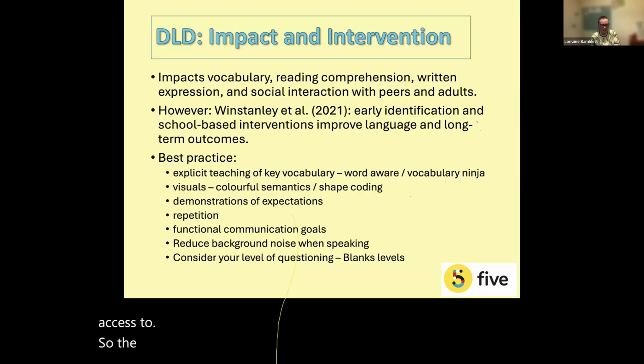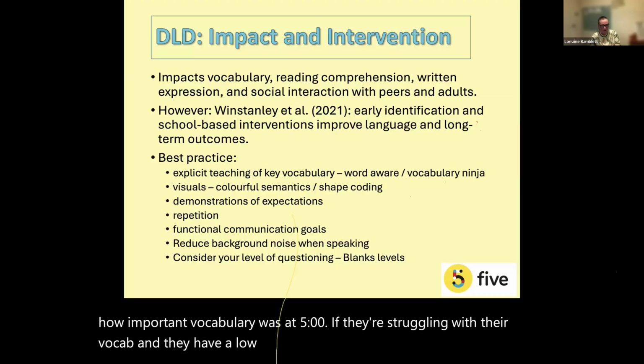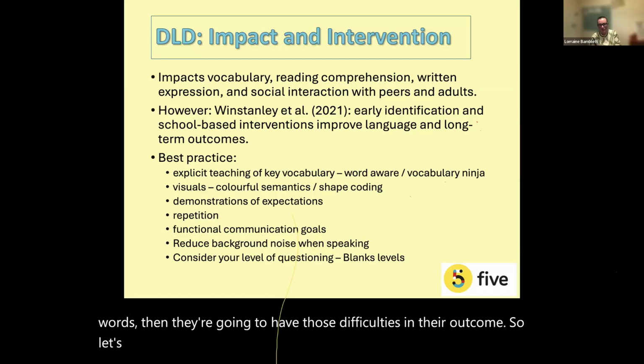So the best practice is explicit teaching of key vocab, because I spoke about how important vocabulary was at 5. If they're struggling with their vocab and they have a low vocabulary, they're finding it hard to learn new words, then they're going to have those difficulties in their outcomes. So let's just hit there first.